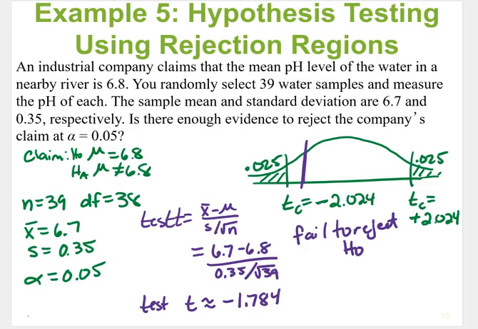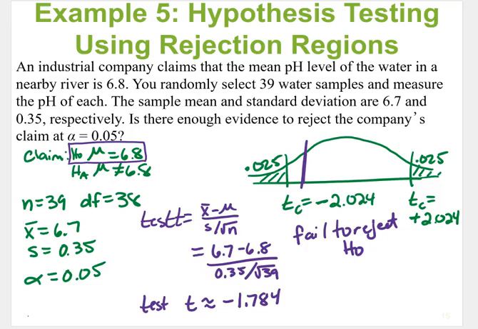Okay, so now I just need to put it in words. So I am failing to reject my null. So this has to be true, and that was the claim. Well, I can't prove that it's wrong. I can't say that it's true. So there is not enough evidence to reject the claim that the mean pH is 6.8.